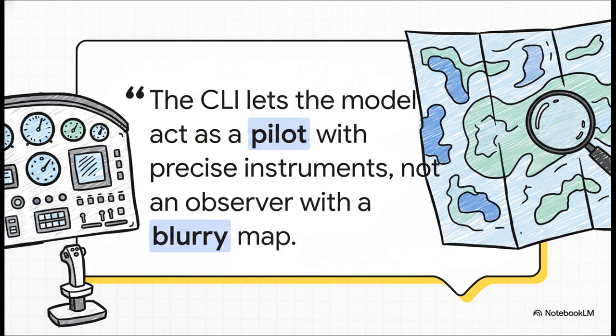You know, there's a quote from the source material that just hits the nail on the head. It says, "The CLI treats the AI like a pilot with a cockpit full of precise instruments. The MCP, on the other hand, treats the AI like an observer who's been handed a blurry, oversized map and just told to, figure it out."